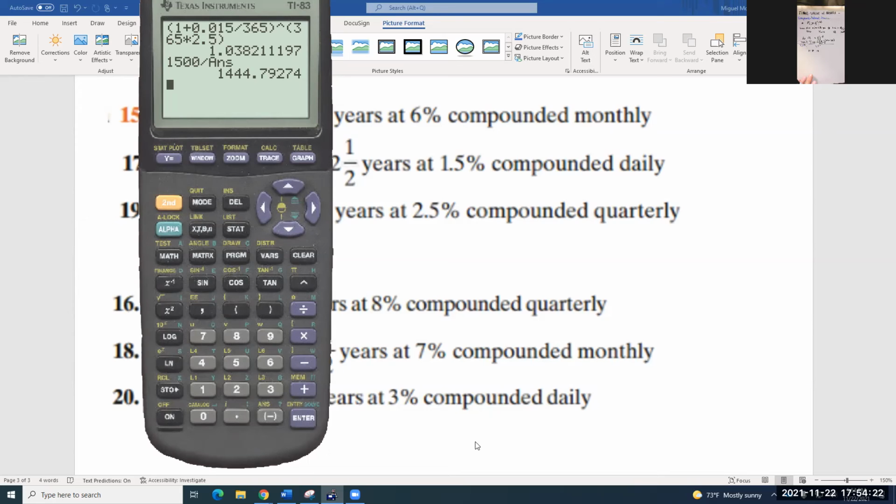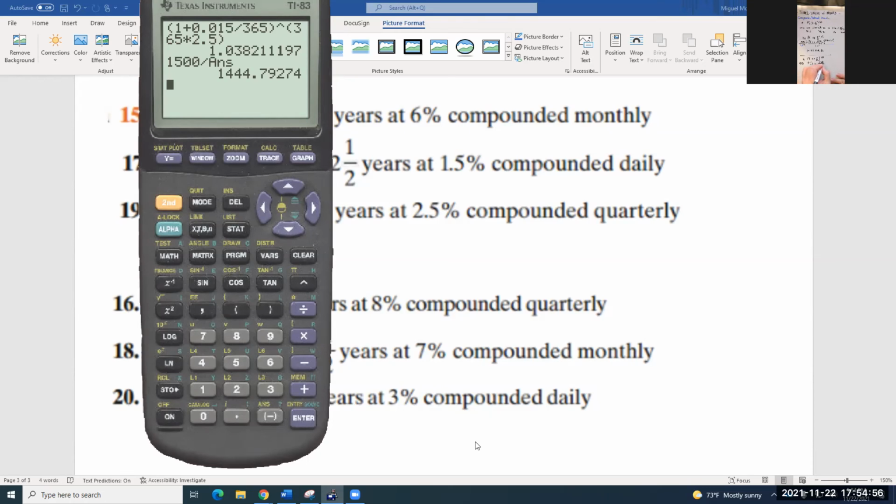So let's see what we have. Let me stop sharing. Never mind. So P, therefore, P equals 1,444.79. The second example, once again, the same thing. A equals P times (1 plus R over N) to the NT. We don't know the present value, but the future value will be 800. That's the goal. P to be determined, 1 plus what's my rate?